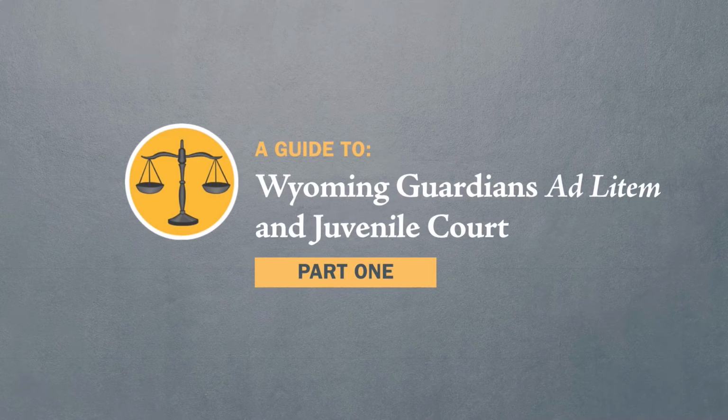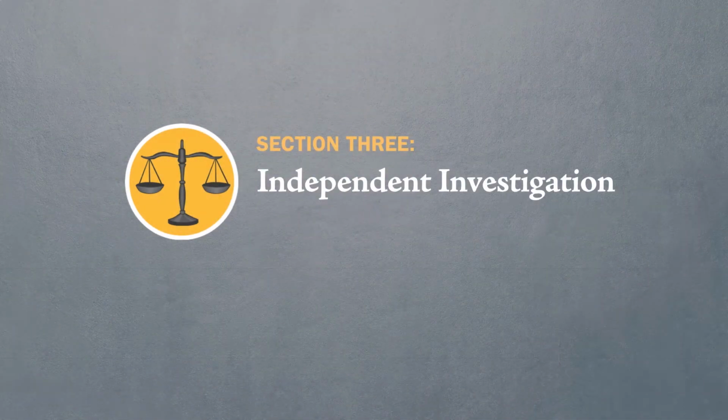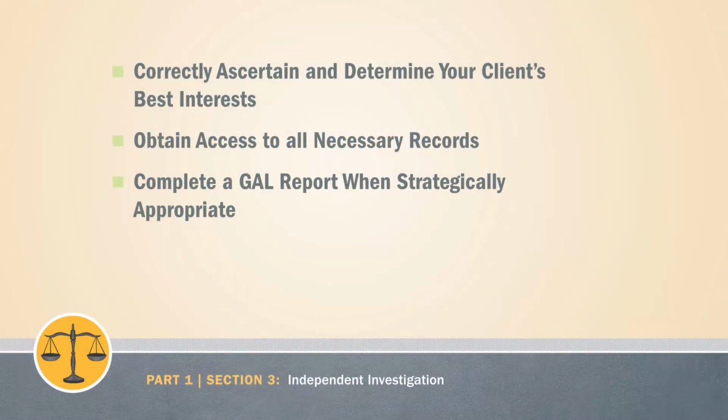Part 1, Section 3. In this section, we will discuss components of the independent investigation you will make on behalf of your client or clients whenever you begin work on a new case. There are 4 basic elements to conducting the investigation: determining your client's best interests, obtaining access to all necessary records, and then completing your report at the appropriate time.